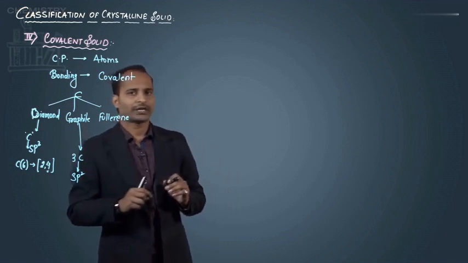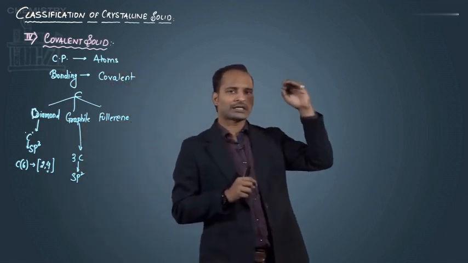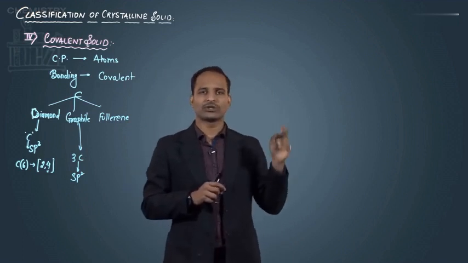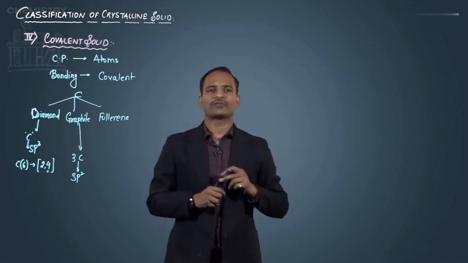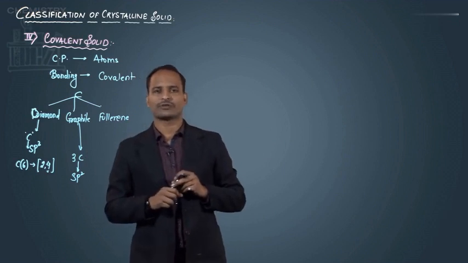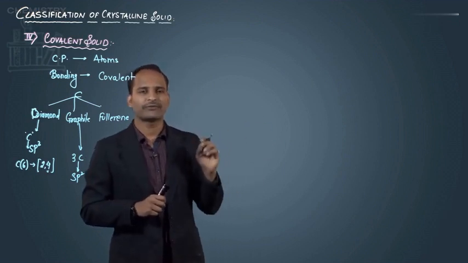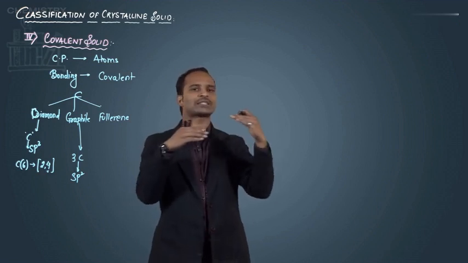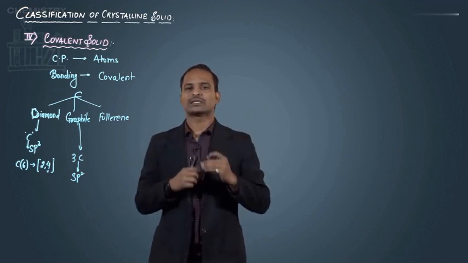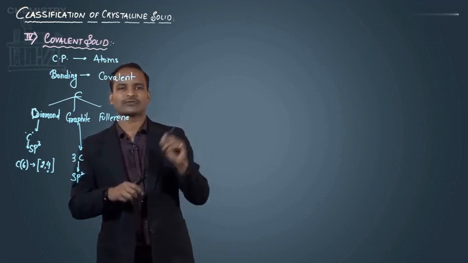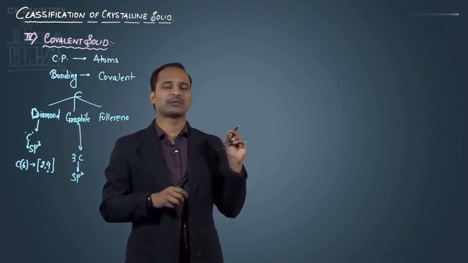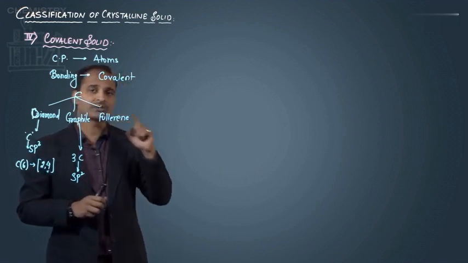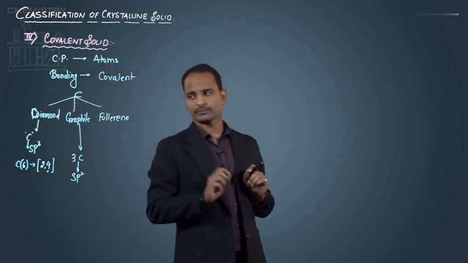Now in the case of graphite, the layers are connected by some force of attraction. That force of attraction is called the van der Waals force of attraction, which is considered a weak force of attraction. Due to that weak force, these layers can move here and there, and that's why graphite is considered slippery in nature. It slips like grease, and that's why graphite is also used as a lubricant.